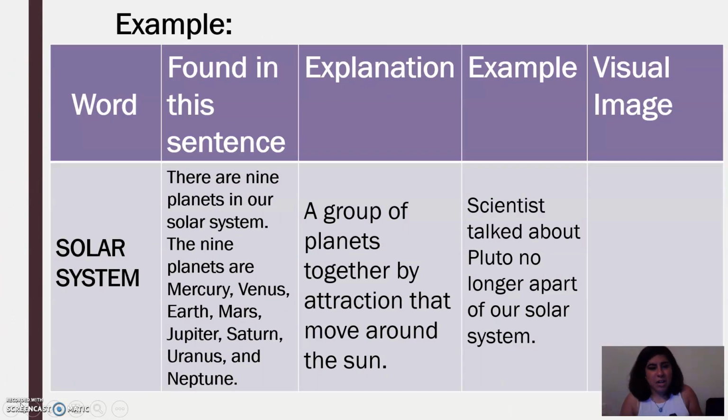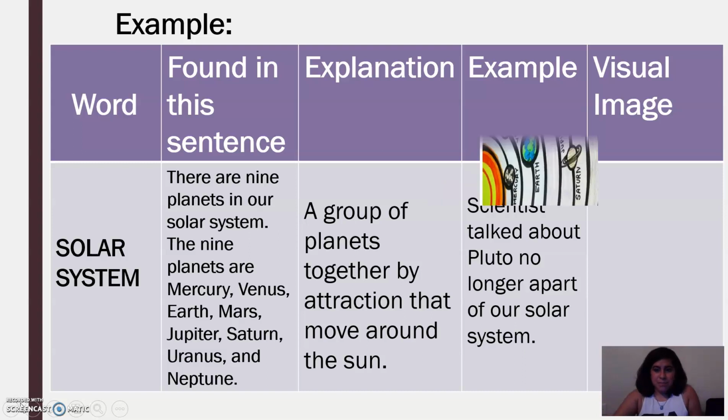So the example for my chart, I did my 5 columns. I did the word, which is solar system. I found the sentence that had that word: there are 9 planets in our solar system. Then the 9 planets are Mercury, Venus, Earth, Mars, Jupiter, Saturn, Uranus, and Neptune. My explanation, in my own words, was a group of planets held together by attraction that move around the sun. My example was scientists talked about Pluto no longer being a part of our solar system. That was something that would help me remember what a solar system is.